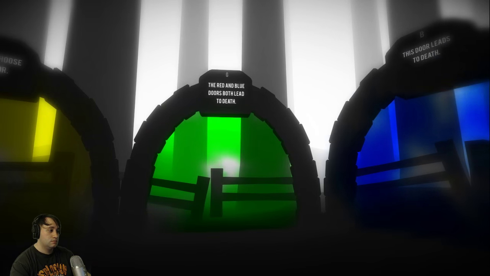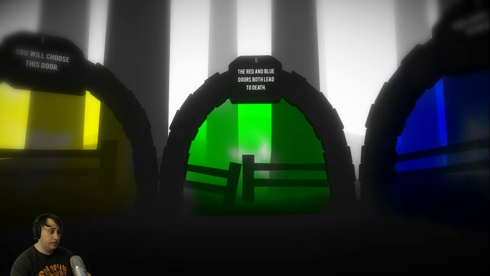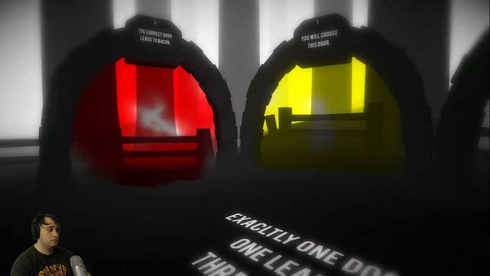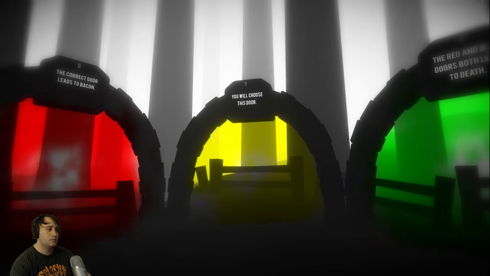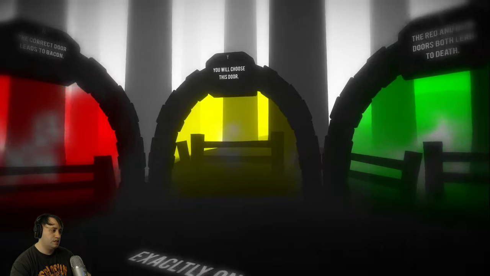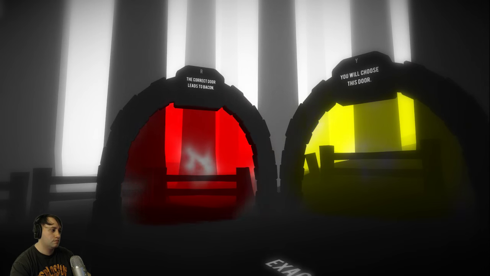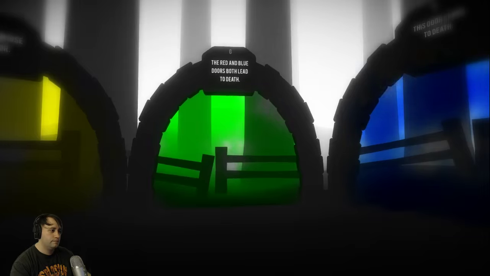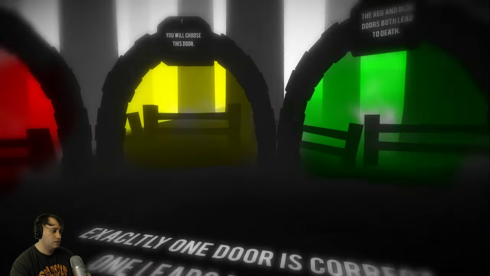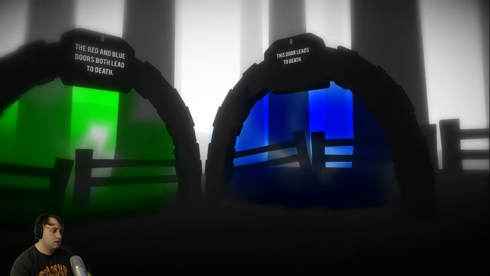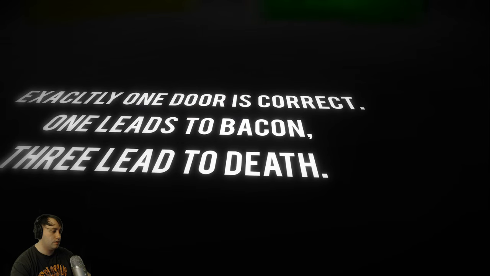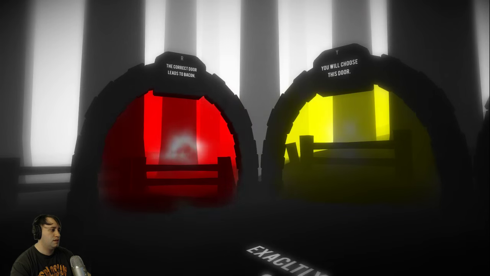Okay, you will choose this door. The red and blue doors both lead to death. This door leads to death. Well, I think actually we just go through the red door, right? If we don't choose that door, then it is false, and that's fine, but this still remains true. Because we would go through that door, it would be the correct door, and we'd be safe. If the red and blue doors both lead to death, then this is incorrect, and this is incorrect. And then this would be incorrect, and this is correct. This can't be correct, so we don't go through it.